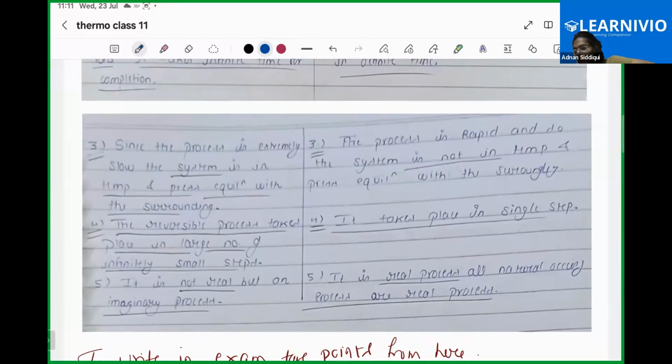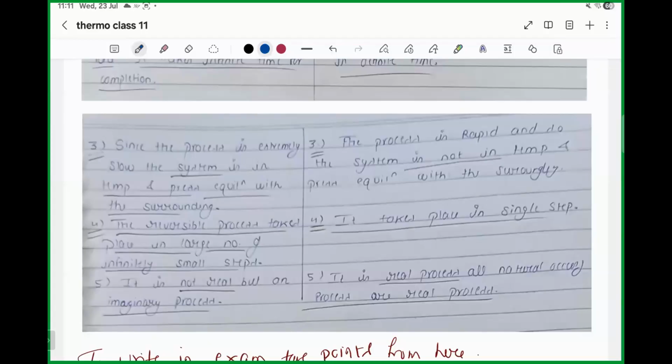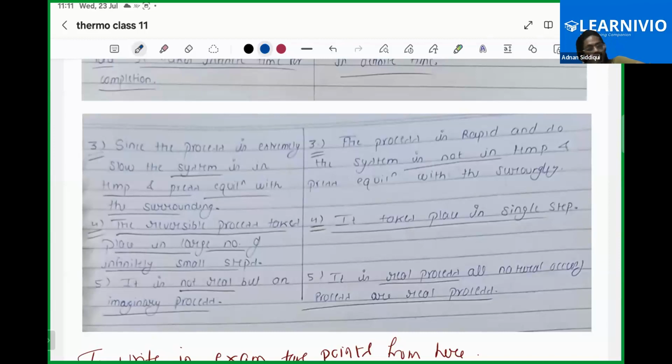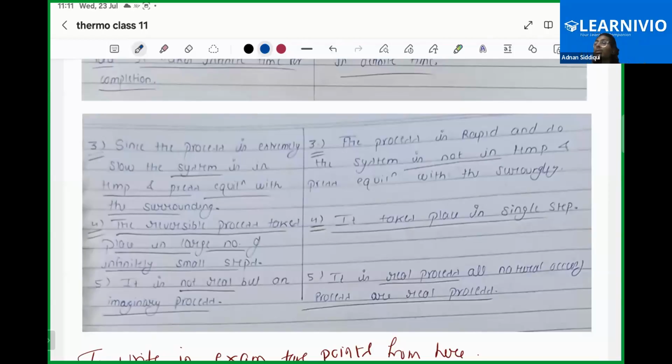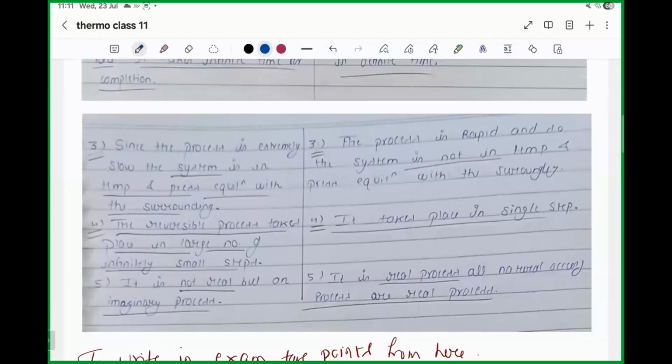The fifth point of reversible: it is not real, but an imaginary process. Why is it imaginary? Because it takes infinite time to complete and you have to involve a very large number of steps. The reversible is imaginary; the irreversible is the real one. Reversible is imaginary because you have to use several intervals and the time that you are going to observe or need is infinite. What do you mean several intervals?